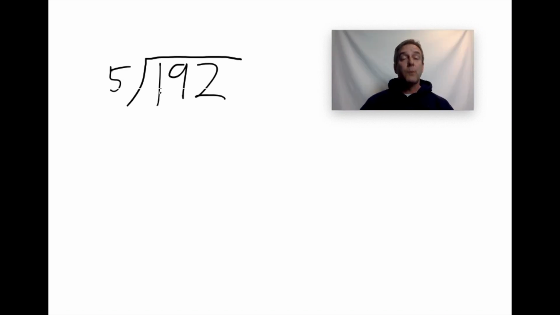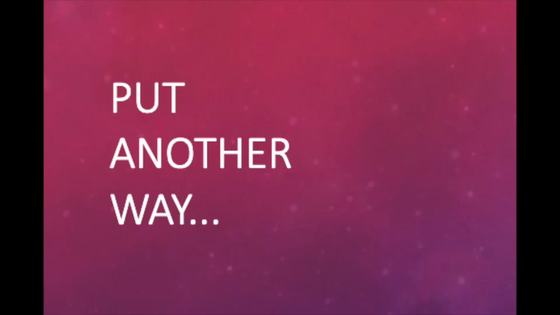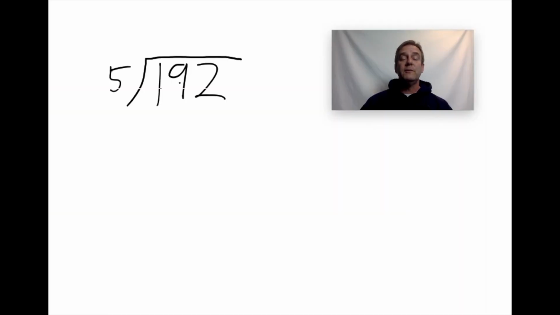The long division process is the same. We're asking how many 5s are there in 192? 192 divided by 5 leaves us with what? 5 goes into 192 how many times? That's too big to work out in one shot. So instead, we're going to say how many times does 5 go into just the first digit? 5 goes into 1. Well, that doesn't make any sense because it's not a full 5.